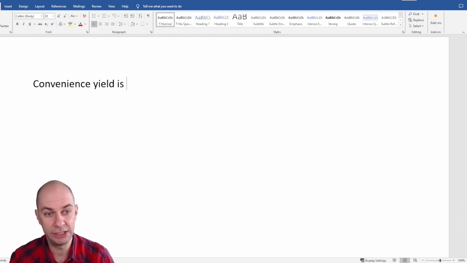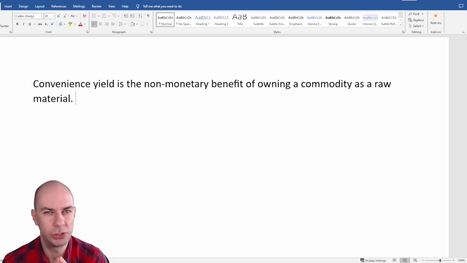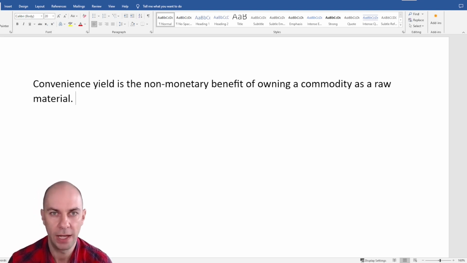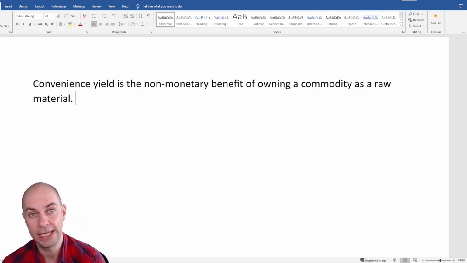So, my friends, convenience yield is the non-monetary benefit of owning a commodity as a raw material. Okay, very, very important. So if I'm a manufacturer, for example, I manufacture cars, and for my cars, I need copper, I need aluminum, I need batteries, I need chips, and so on. I am going to want to actually own these commodities in my warehouse in order to keep building the products, okay? And that desire, that need to own the commodity physically is going to be defined as a convenience yield, and convenience yield is going to be treated as a benefit of carry.